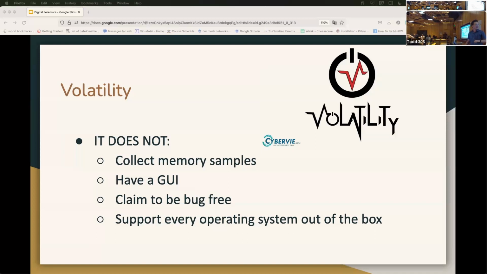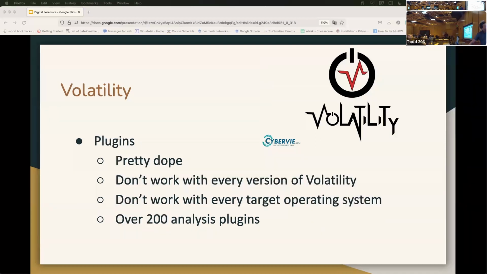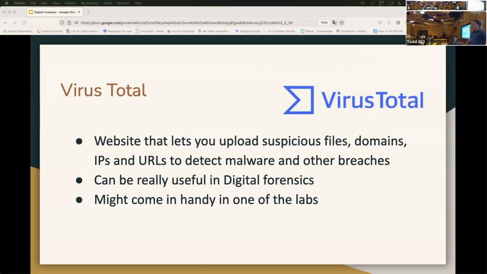And sometimes it does not support every operating system out of the box. It took me a while to get Volatility up and running on Ubuntu recently. And thankfully, I was able to put things together, especially with Austin's help, to get it running on our Linux systems. The plugins that Volatility has are pretty dope. Some of them are like malfind. They're going to let us look and see what is potential malware, what malware is running on the system. Like I said, they don't work with every version of Volatility, but there's a super active community making different plugins.